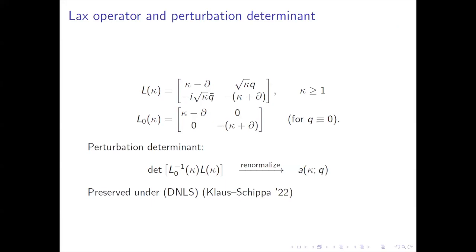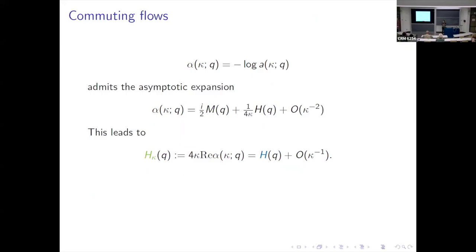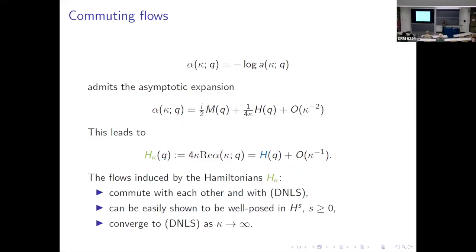Can I slip in another question? I don't want to monopolize, but you spoke about a Hamiltonian which just came out of the asymptotic expansion, but you never said what the actual Hamiltonian structure is. What is the Poisson bracket? Yes, it is quite complicated, so I avoided writing it down. Once I define these Hamiltonians, I use them to induce the flows induced by the Hamiltonian H kappa. I use exactly the same Poisson bracket as for DNLS, so that it is consistent.